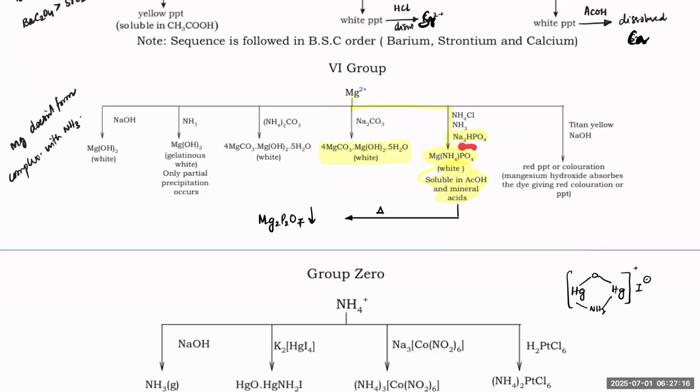Magnesium ammonium phosphate is a white color precipitate, and that is soluble in acetic acid or any mineral acids. In fact, this white PPT, if you heat it completely, will remain another white PPT, which is Mg2P2O7. Clear? Yes. Right. Next.